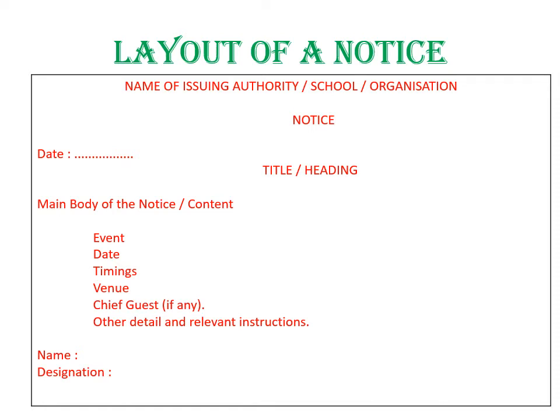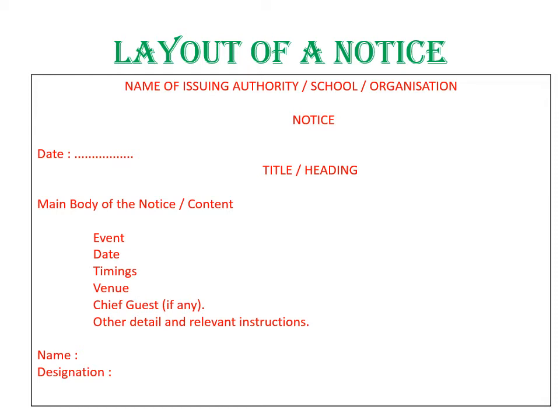Now let us check out the layout of a notice. On the top, we write the name of the issuing authority, school, organization. It should be written in capital letters. Then we write notice again in capital letters. After notice, we write the date. It is written on the left hand side of the box. And after the date, we write the title or heading in the middle of the box.